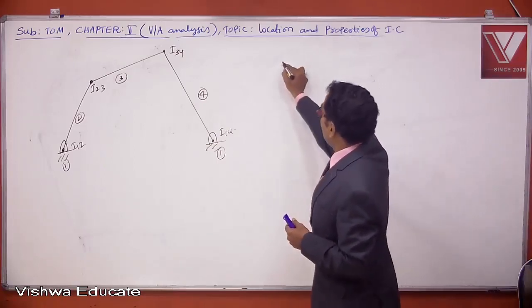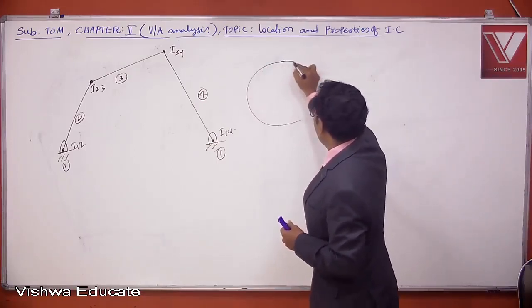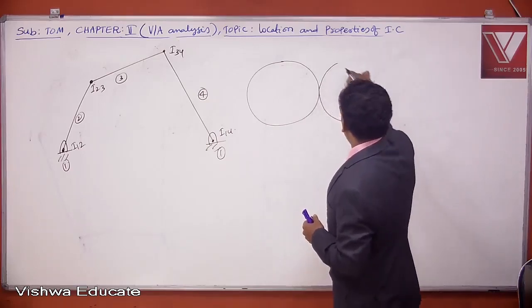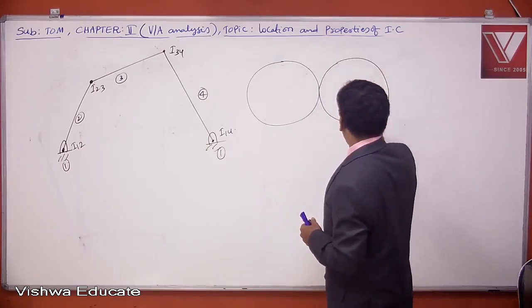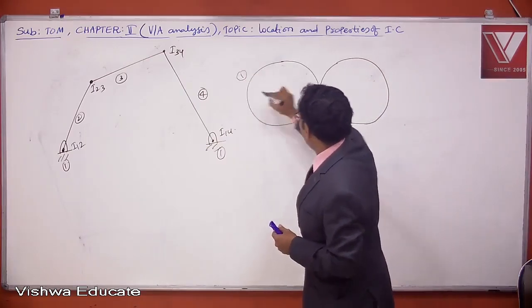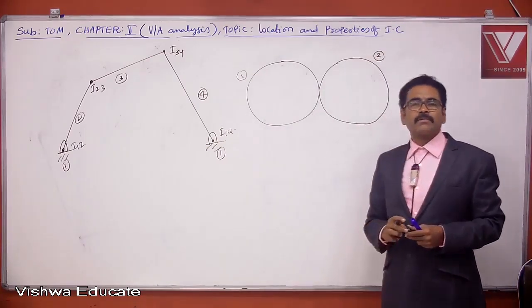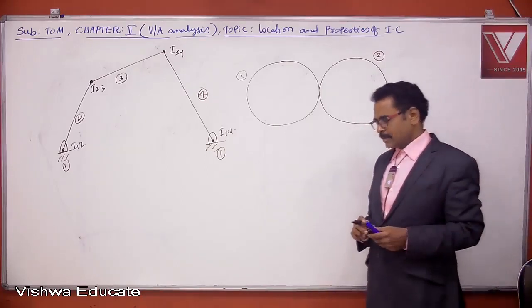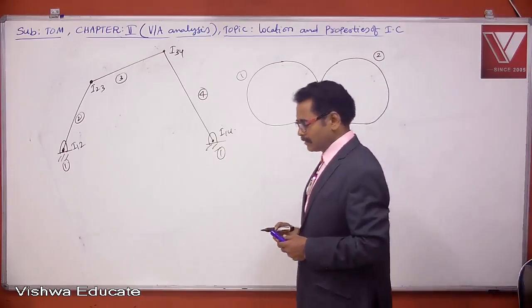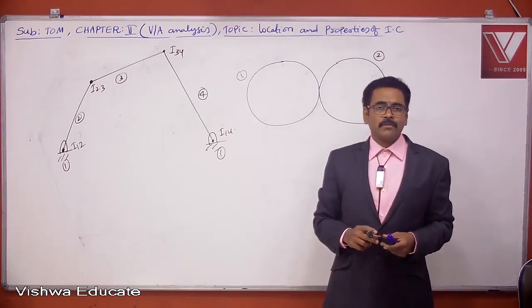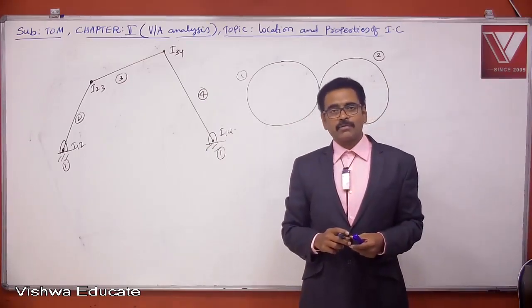Here, two rollers are there, right? These two bodies are executing pure rolling motion. This is body 1, this is body 2. They are executing pure rolling motion. You know, what is the motion between a pair of gears? Theoretically, it is rolling. Theoretically, we assume motion between two gears is pure rolling.